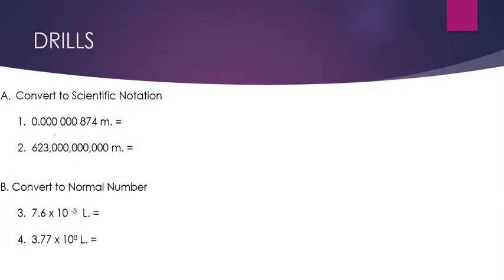So for the first one, you're going to translate it or convert it to scientific notation. So they are all written in a normal number. Here I could see that the zeros are in front, so this is a very small number. So I'm going to translate it to scientific notation by bringing the decimal point between 8 and 7. So that would be 1, 2, 3, 4, 5, 6, 7. So let's write it down.